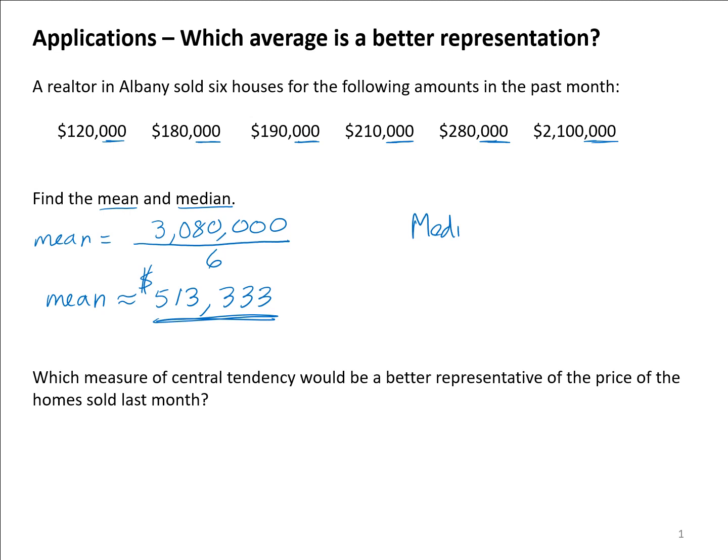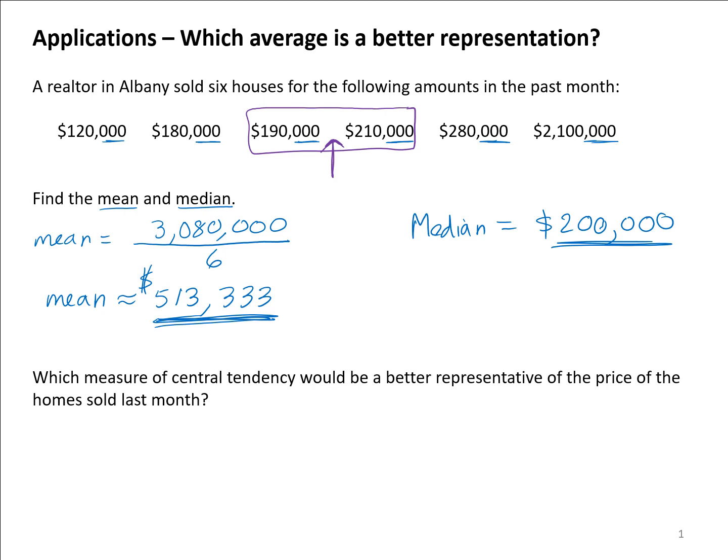The median is the middle home price. Now, we don't have a single middle home price here. We actually have 2 that are in the center that are near each other. So if you don't have a single home price that's in the middle, what you're going to do is take the average of the 2 that are in the middle. So what's halfway between 190 and 210,000 would be 200,000. So we have a median home price of 200,000 and a mean home price of 513,000.